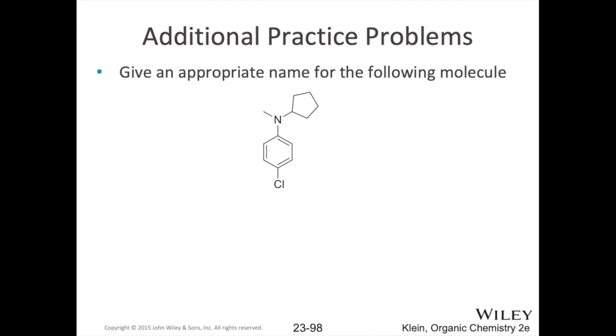Okay, so if you've taken a stab at this, the answer is over here. If you could imagine this being an NH2, this would be an aniline with a chlorine at the number 4 position, or a para position. And that nitrogen has substituents of a methyl group and a cyclopentyl group, and putting those in alphabetical order, that's how we would write that out.